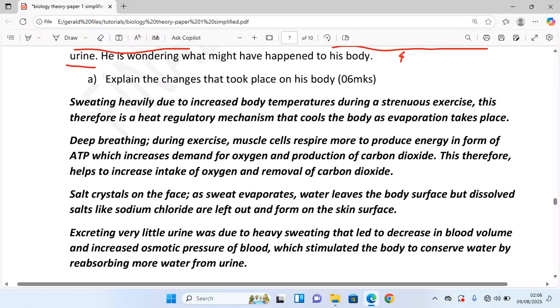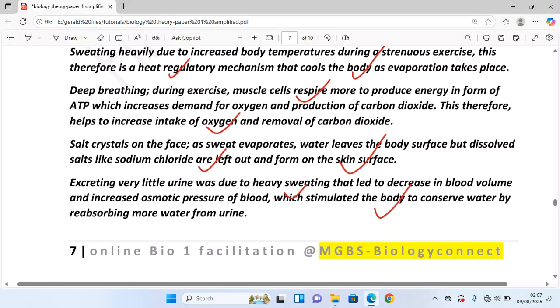And then here we said our points should be explained, giving a point and how it takes place: sweating, and then deep breathing. Salty crystals, why? Because of the evaporation that caused them to dry on the skin. Excreting very little urine was due to heavy sweating, which leads to reduced volume of water in the body, and the blood reduced in volume, raising its osmotic pressure, which stimulated the body to conserve water by preventing reabsorbing more from urine.